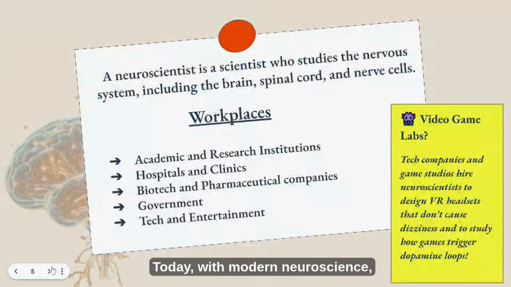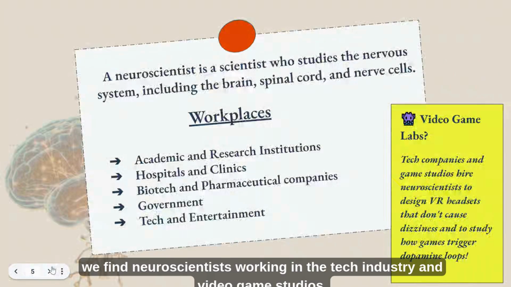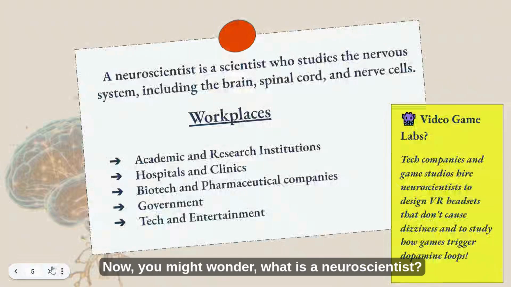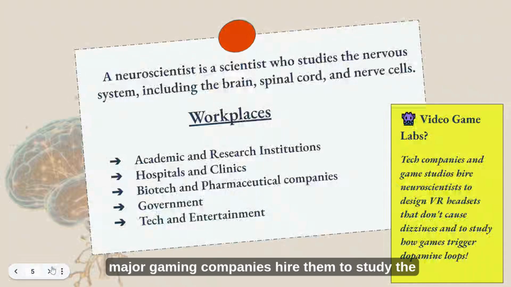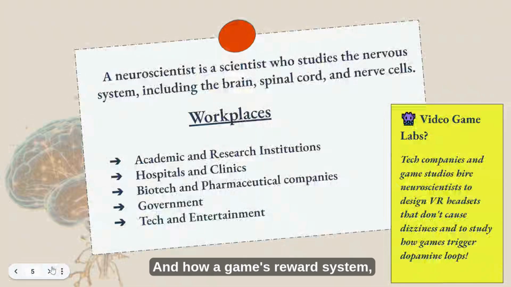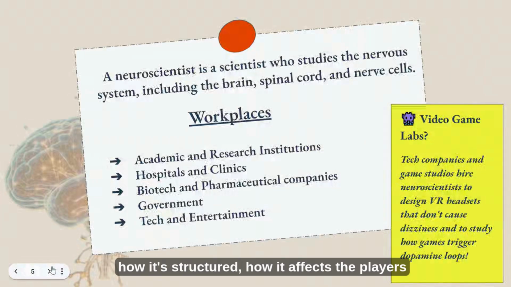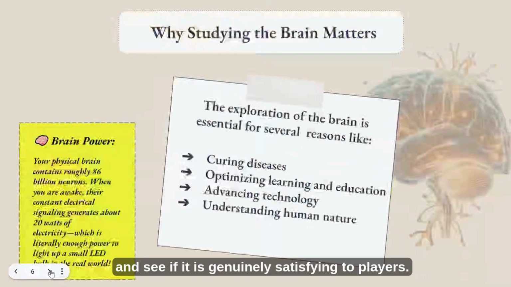Today, with modern neuroscience, we find neuroscientists working in the tech industry and video game studios. Now you might wonder, what is a neuroscientist doing in the tech field? Well, you might be surprised to know that major gaming companies hire them to study the virtual reality environment and how it affects users, and how a game's reward system is structured, how it affects the players, and see if it is genuinely satisfying to players.